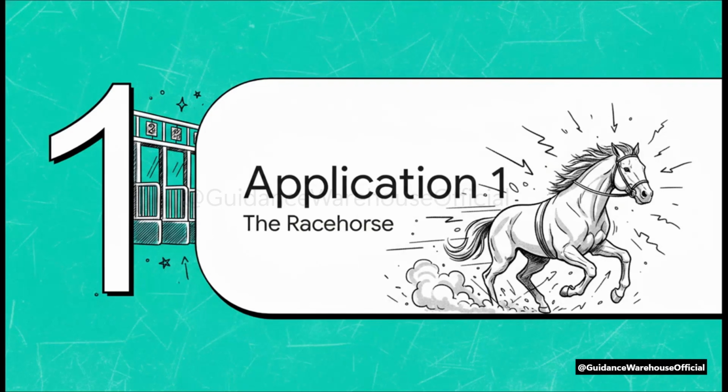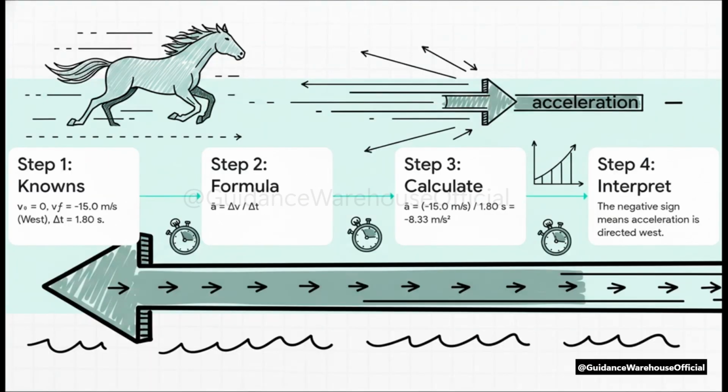Okay, enough with the theory. Theory's great, but let's see how this thing actually works in the real world. For our first application, we've got a racehorse, and it's just exploding out of the starting gate. Let's just walk through this one step by step, nice and easy. First up, step one. What do we know?